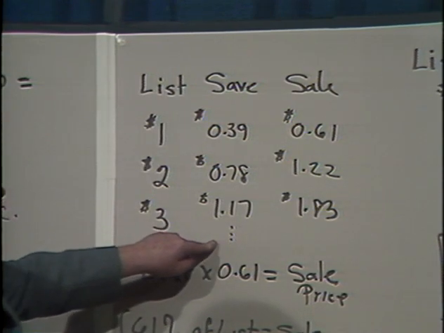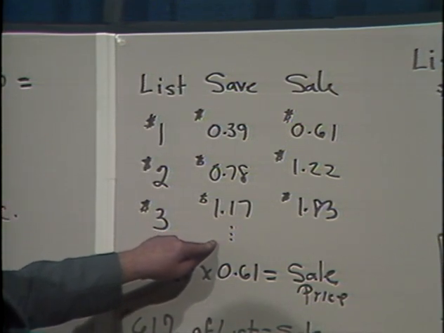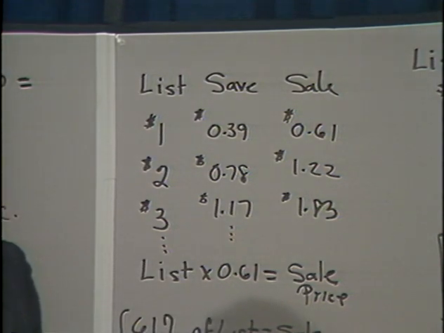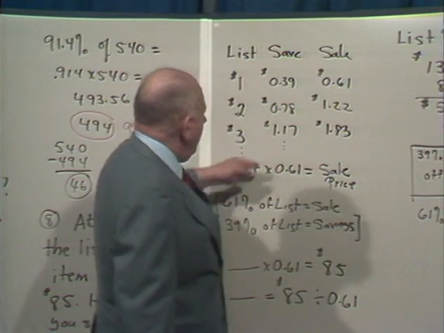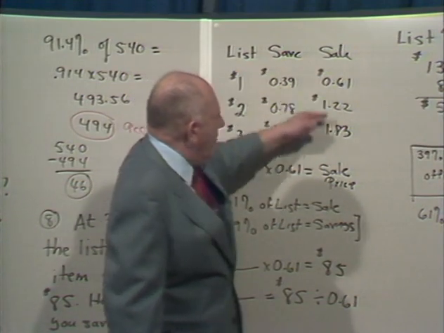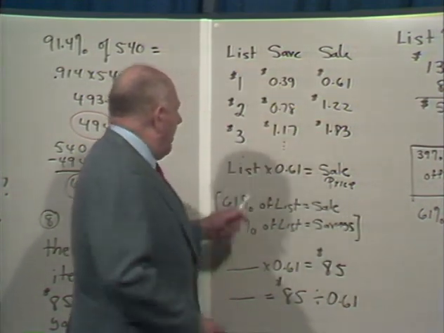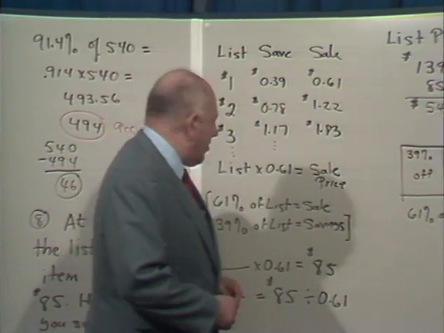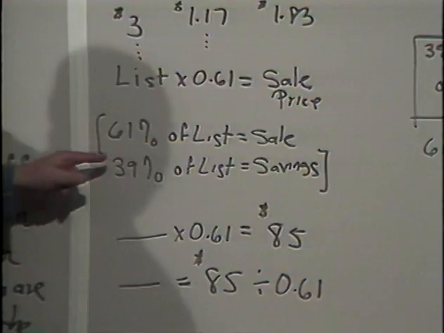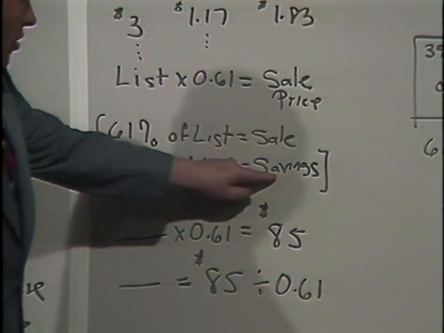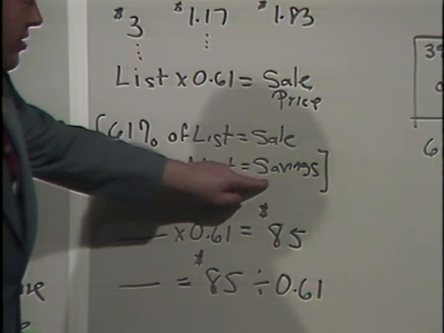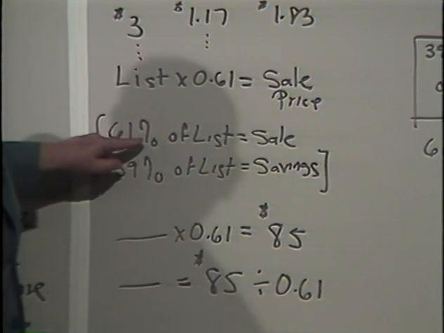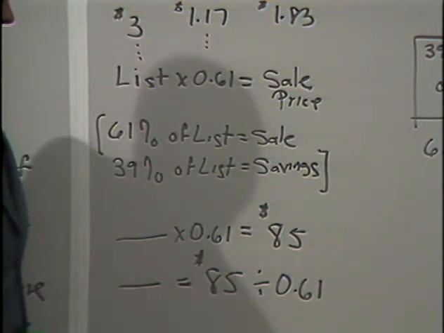The entry in the save column is going to be 50 times 0.39, and the entry in this column is going to be 50 times 0.61. You see the multiples of 1, the multiples of 39 cents, the multiples of 61 cents. In other words, the list price multiplied by 0.61 is going to be the sale price. And what that says in plain English is that 39% of the list price was the savings. Whatever you don't save, you're still paying. So if 39% of the list is the savings, 61% of the list is the sale price.